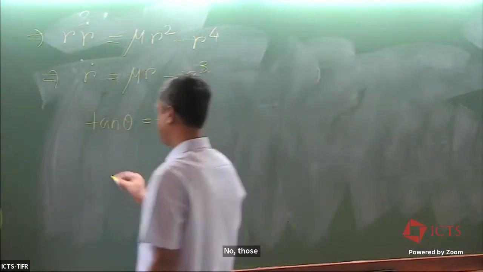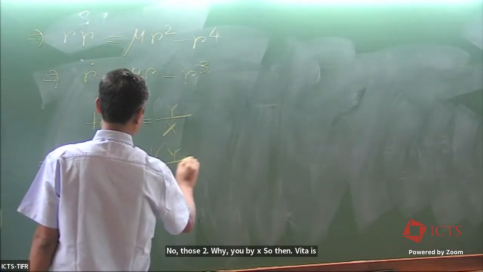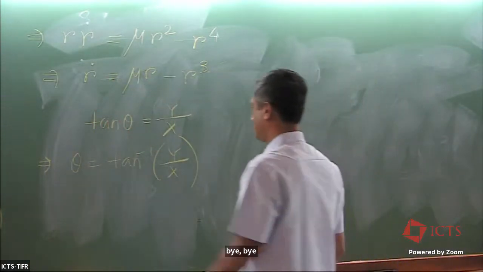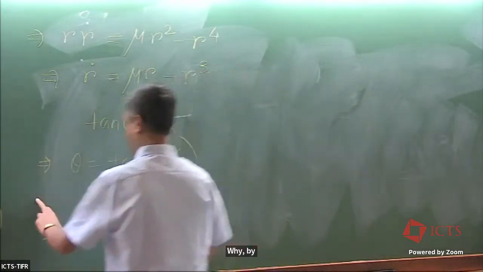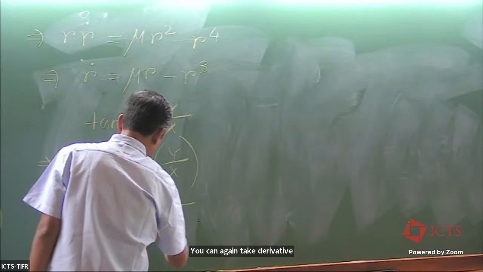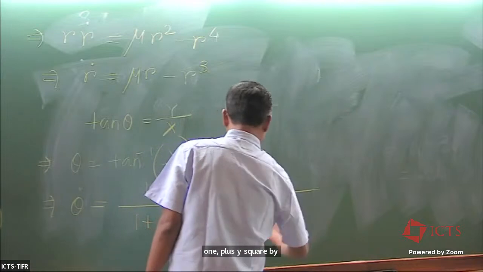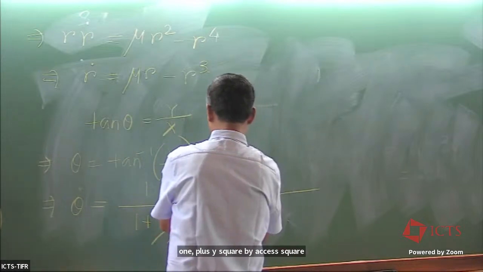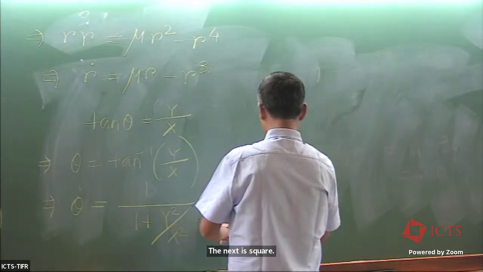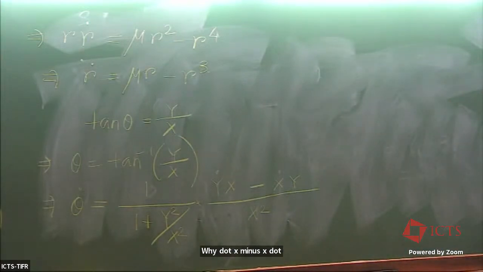So then theta is tan inverse y by x. We can again take derivative. So theta dot is 1 by 1 plus y square by x square, then x square y dot x minus x dot y. Fine. I hope I'm not making a mistake.